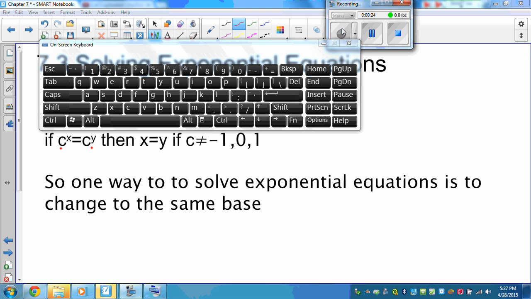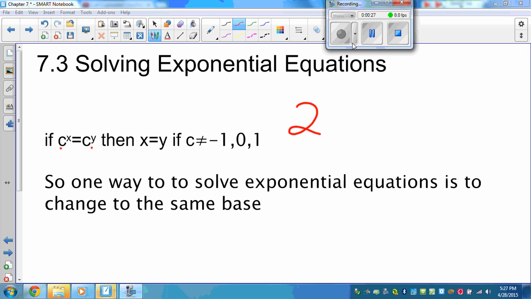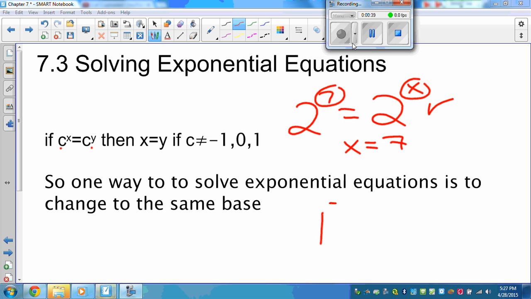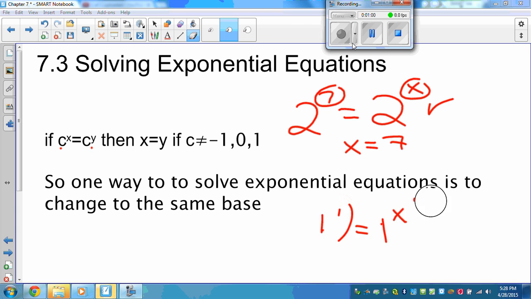So for instance, if I had 2 to the power of 7 equals 2 to the power of x, x has to be 7. So my solution is x equals 7. But if it was 1 to the power of 7 equals 1 to the power of x, x doesn't necessarily equal 7, because x could be 45, right? Because 1 to the power of 45 is the same as 1 to the power of 7. They're still 1.